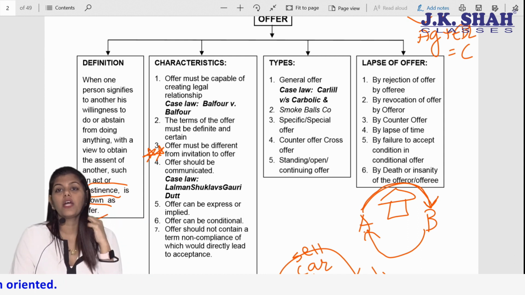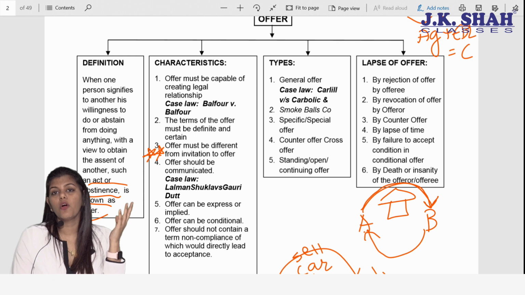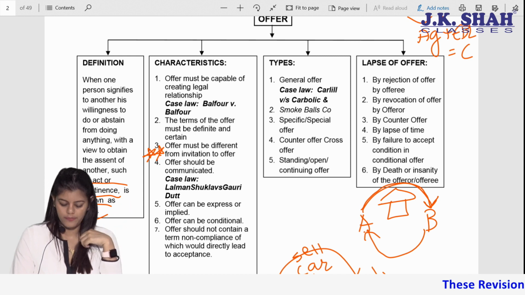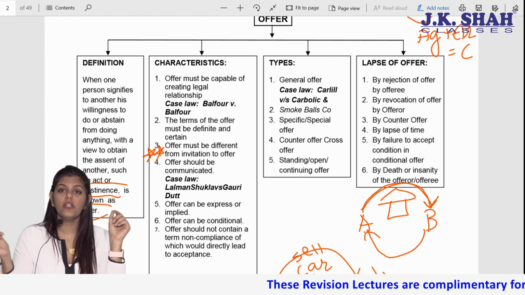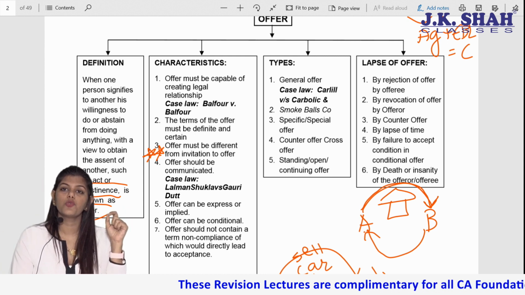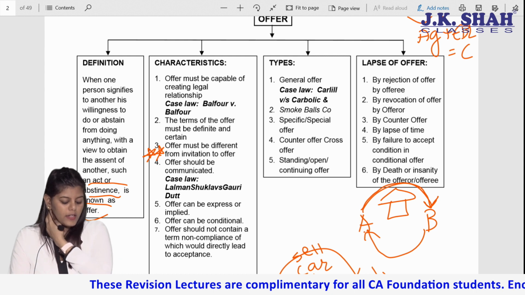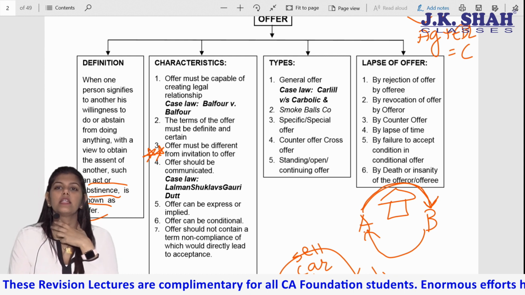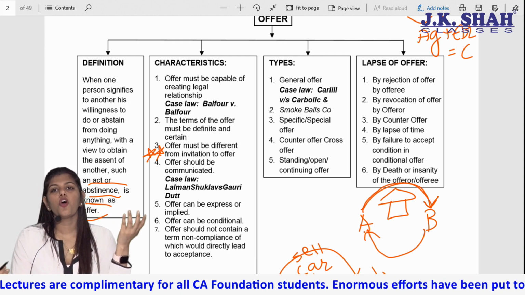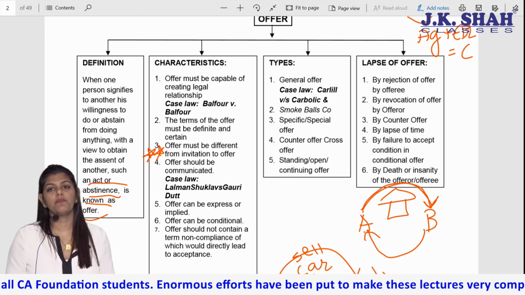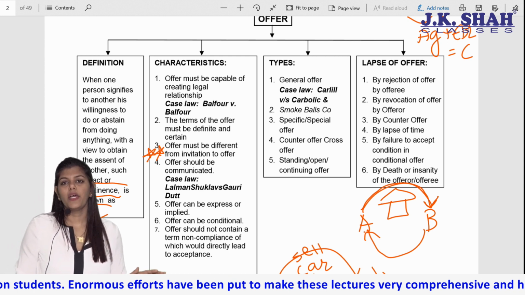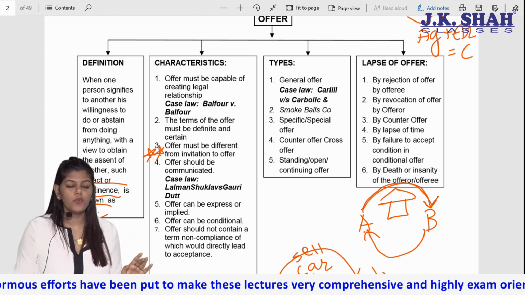Then lapse of time. I gave you 10 days time. You did not come within 10 days. The offer is over. And then if I had put some condition and you did not fulfill the condition, again, the offer will come to an end. And last one, death or insanity. So if either of us, offerer or offeree, dies or becomes insane before acceptance, the offer comes to an end.